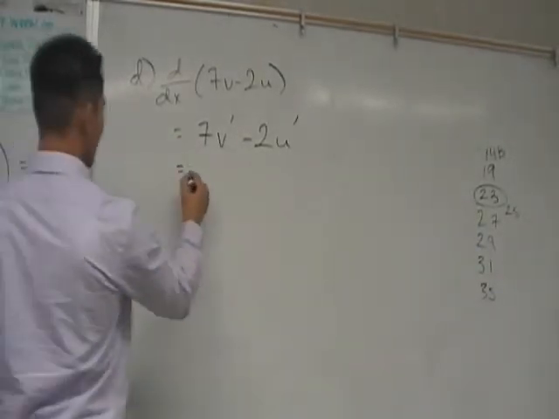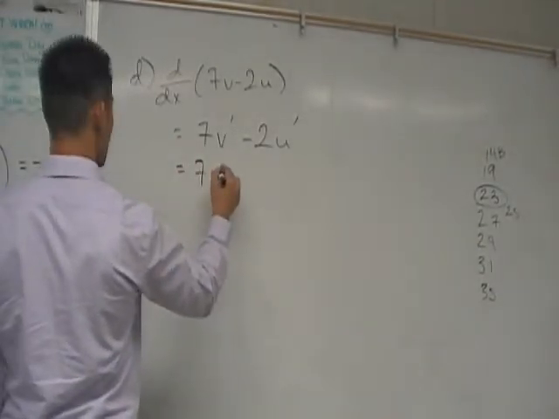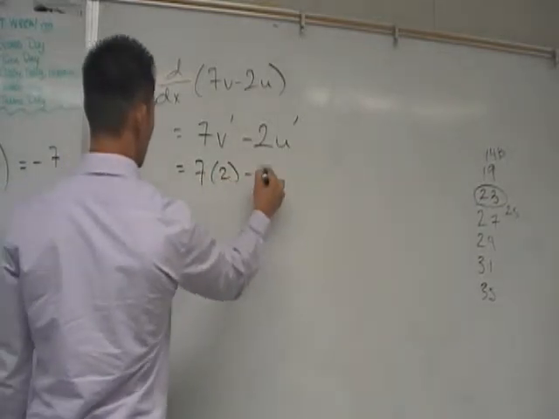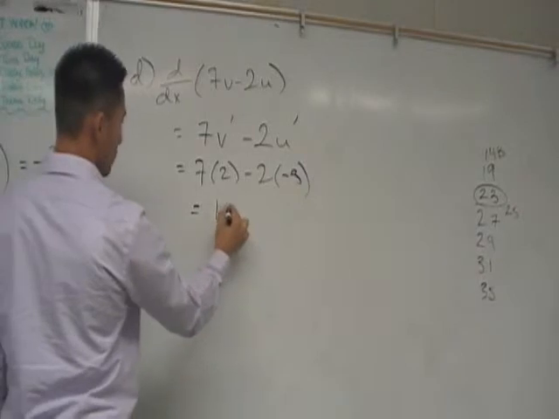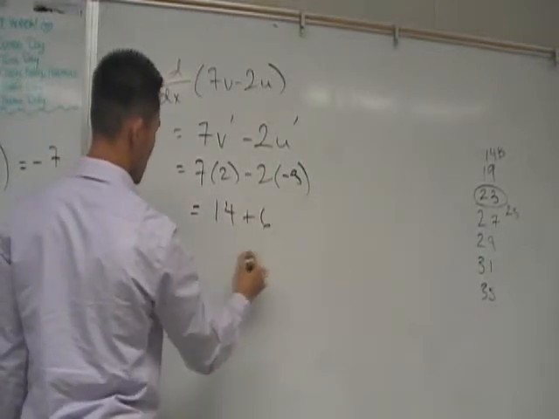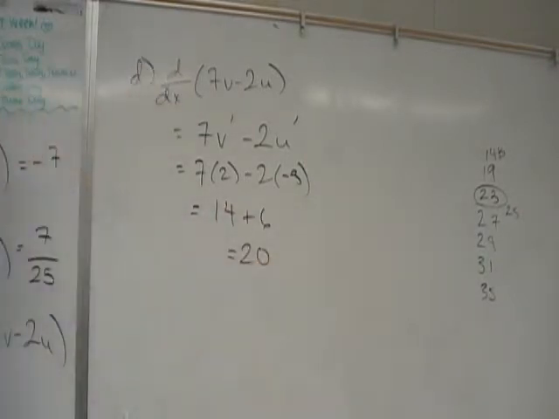So 7 times 2 minus 2 times -3. 14 plus 6 will give you 20. Yeah, it is 20, because 14 plus 6 is 20. You're getting this.